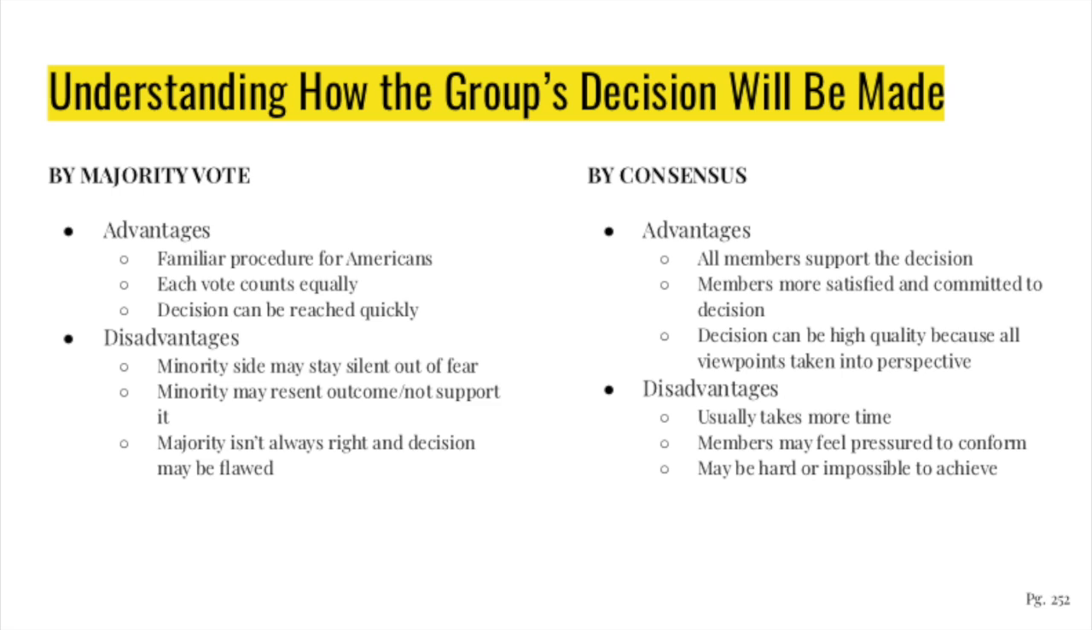When it comes to a consensus, there is unanimity that allows high quality decisions as well as full support. Unfortunately, this method takes more time, and there's again a bias that allows for members to feel pressured into groupthink.